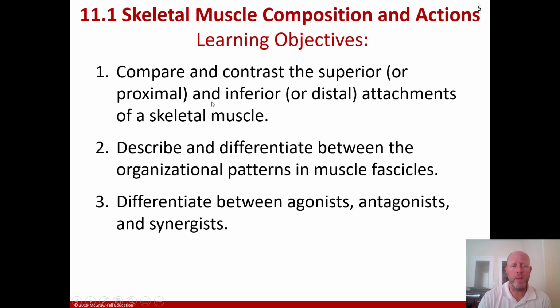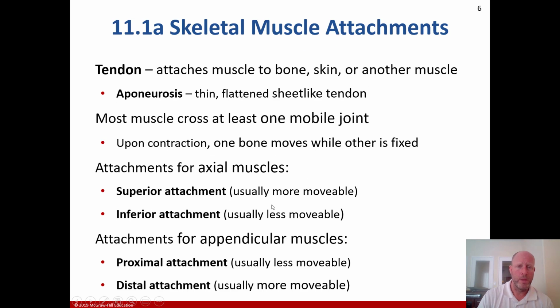For the first section here, beyond that, you need to be able to compare and contrast the superior or proximal and inferior or distal attachments of a skeletal muscle, describe and differentiate between the organizational patterns of muscle fascicles, and differentiate between agonists, antagonists, and synergists. So, muscle attachments. Tendons attach the muscle to the bone, to skin, or to another muscle. That being said, it's typically more muscle to bone. An aponeurosis is a thin, flattened, sheet-like tendon, and it relates more to tissue, as opposed to muscle to bone.